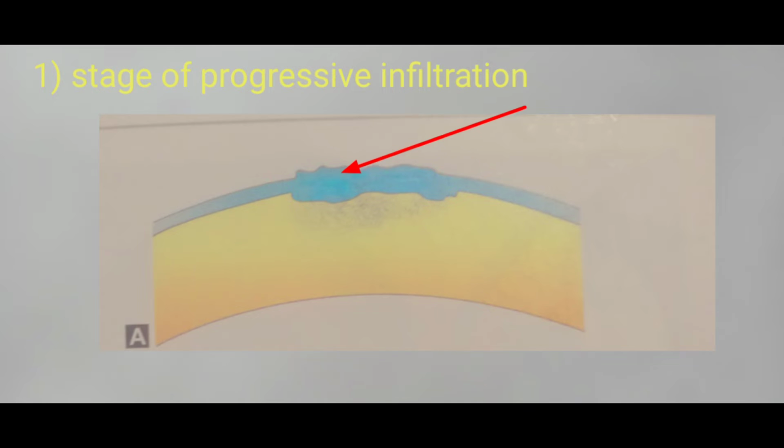Then the stages of the bacterial corneal ulcer. There are four stages. First is the stage of progressive infiltration, stage of active ulceration, stage of regression, and stage of cicatrization. Then stage 1 is characterized by the infiltration of polymorphonuclears, neutrophils, and lymphocytes into the epithelium. Subsequently, necrosis of the involved tissue may occur depending upon the virulence.